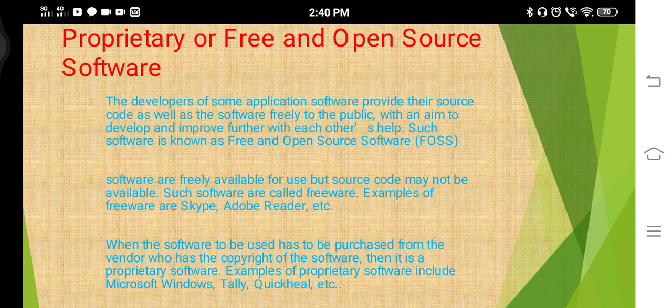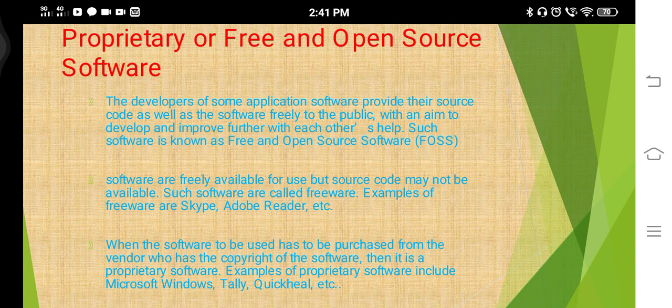And next, software that is freely available but whose source code is not available is known as freeware. We can easily use the software but the source code is not available. We can freely use it but we cannot change that particular software, we can't edit it. That is known as freeware. Examples of freeware are Skype and Adobe Reader. We cannot change Adobe Reader, we cannot see the source code of Adobe Reader. That's why these are known as freeware.